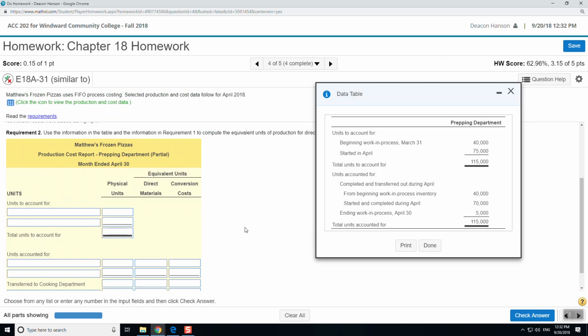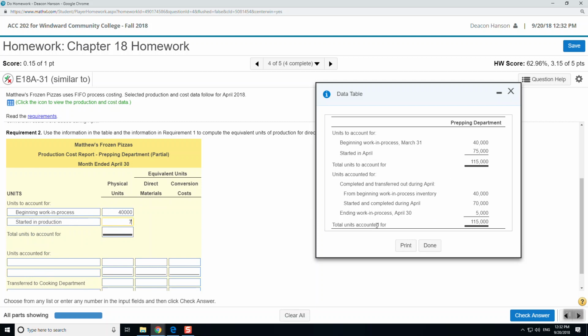Now we have to build this, right? So units to account for, that comes directly from here. Beginning work in process and started in production. So we got 40, and they have it for you right here, okay? And 75, which adds up to the 115.